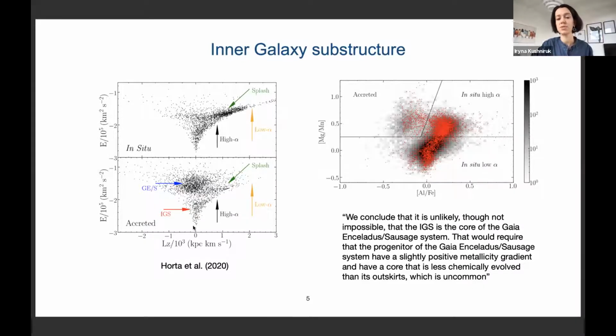And this structure is called the inner galaxy substructure, simply because it's localized in the inner part of the galaxy. I also provide a citation from the paper stating that Gaia Enceladus sausage from this analysis seems to be more chemically evolved compared to the inner galaxy substructure, and that's a bit unusual. So, for example, if we assume that both groups originate from the same progenitor, the progenitor should have a positive metallicity gradient, which is uncommon.